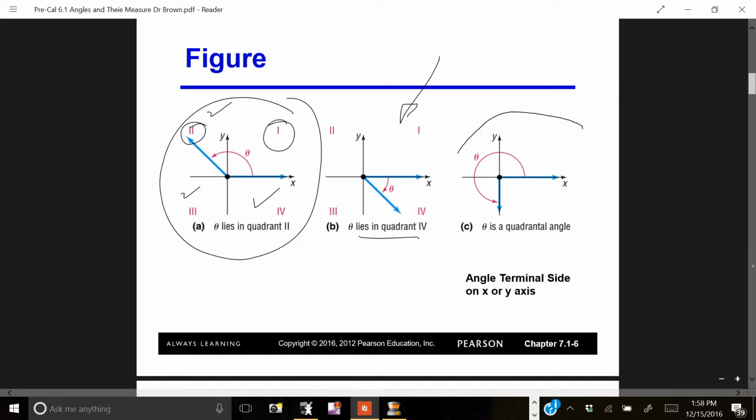In this particular case, the angle is positive, and it is about 270 degrees, and it's called a quadrantal angle, and that just basically means the terminal side either ends up on the X or Y axis.